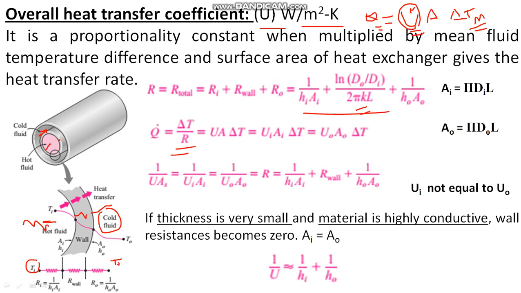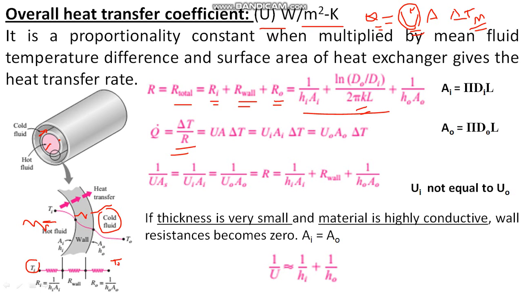Ln of R2 by R1 means the areas will get cancelled, so both are the same; it's a ratio. So what is the total resistance? R is equal to R total. It is the internal resistance because of convection heat transfer on the hot fluid side, plus the wall resistance of the pipe, plus the outer convective resistance on the cold fluid side. So we get all the resistances here.